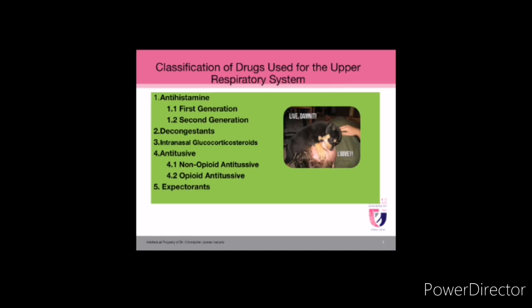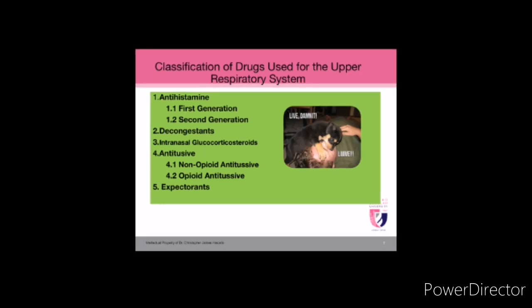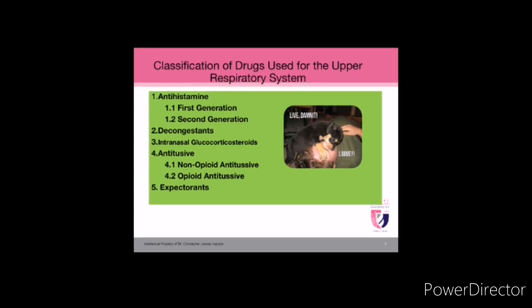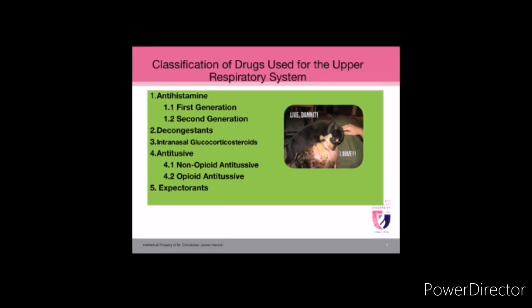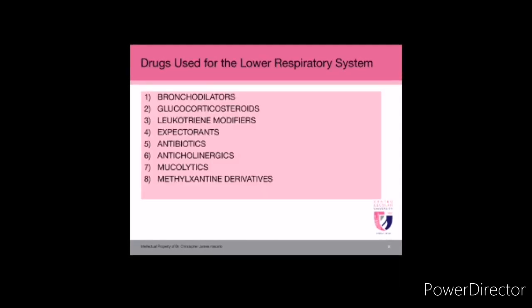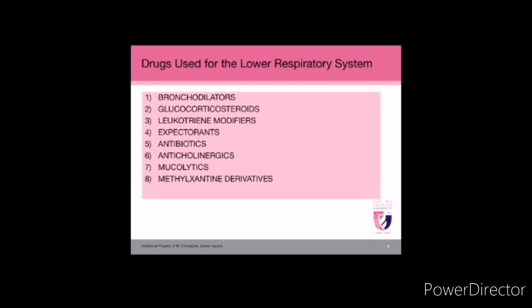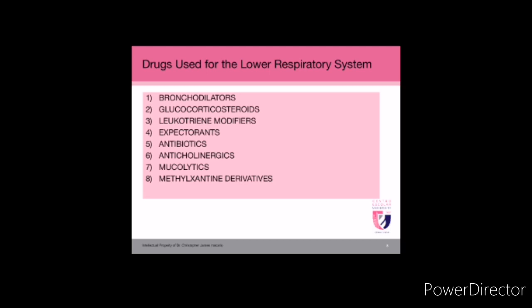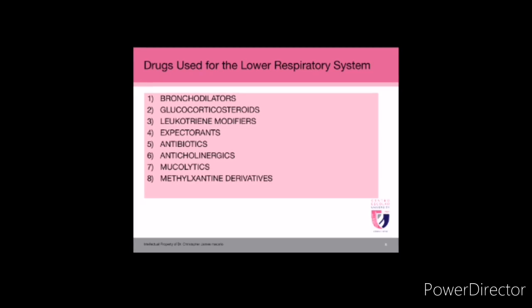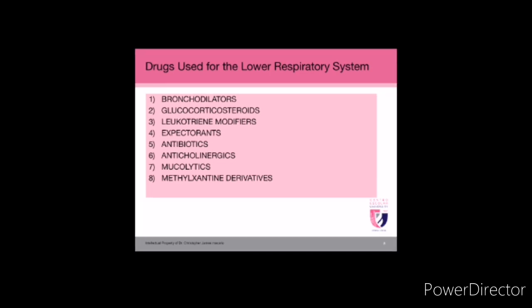You have your non-opioid antitussives. And your opioid antitussives. And you have your expectorants from the word itself. Expectorants to expectorate those unwanted overproduced mucus. Drugs used for the lower respiratory system includes your bronchodilators, glucocorticosteroids, leukotriene modifiers, expectorants, antibiotics, anticholinergics, mucolytics, and methylxanthine derivatives.